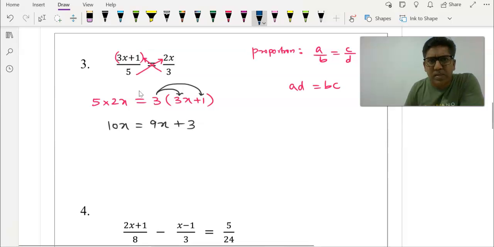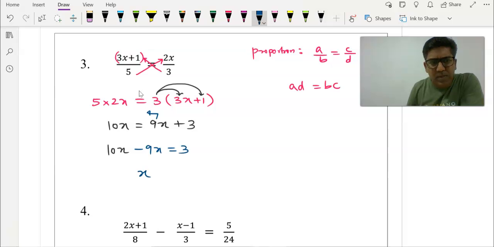Now you need to bring the x terms together. So shift 9x to the left. So we get 10x minus 9x equal to 3. So 10 minus 9 is 1x. We can simply write it as x. So you get your final answer, x equals 3.